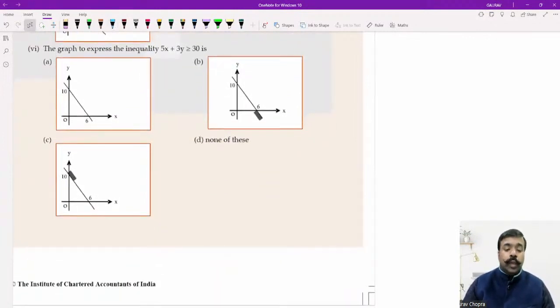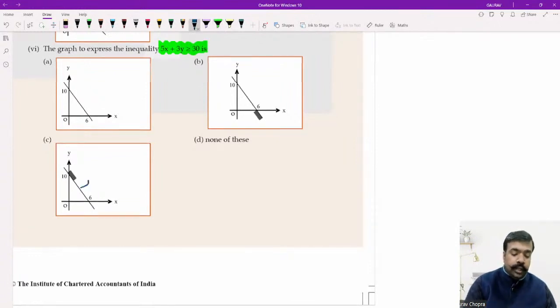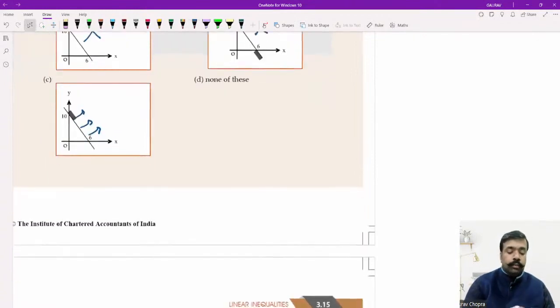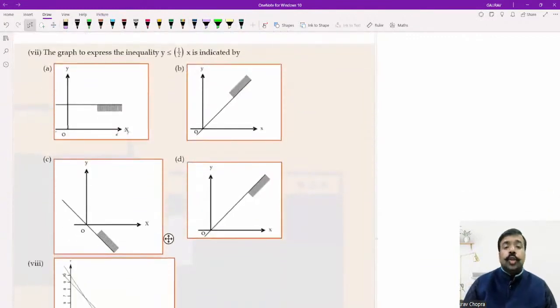Now the sixth one, the graph to express inequality 5x plus 3y greater than equal to 30. Now this time there is greater than equal to 30. So since it is greater than equal to 30, what we have to see, the outside area. Outside area will be the marked area. So we can see option number C as outside, B is having inside, A is not having the marked area. So clearly option number C will be correct. So you can see now it is very much easy to plot like which one will be the correct option.